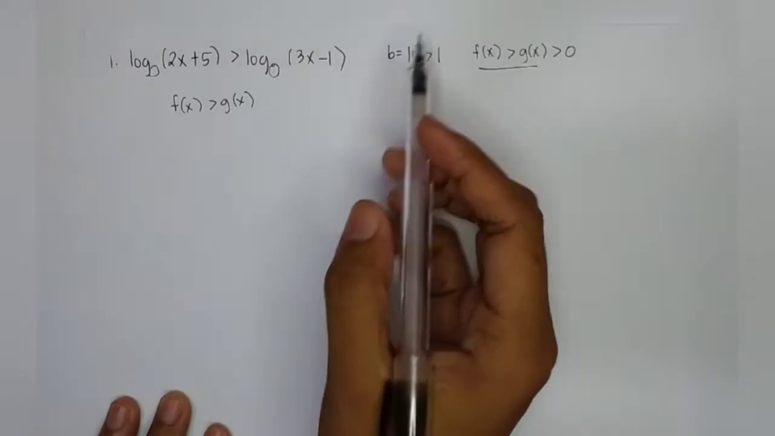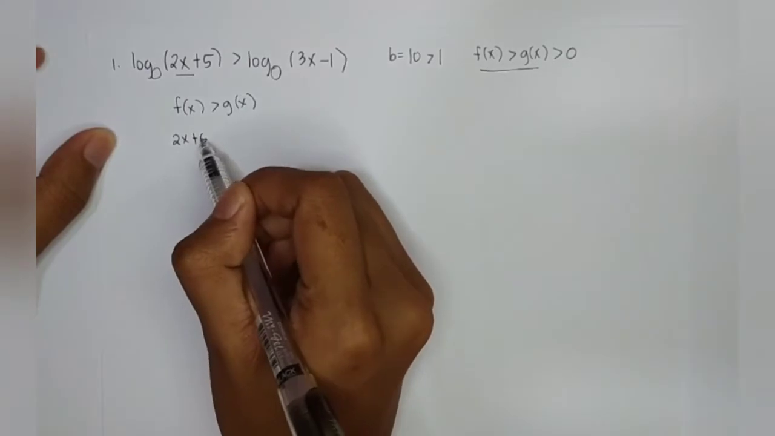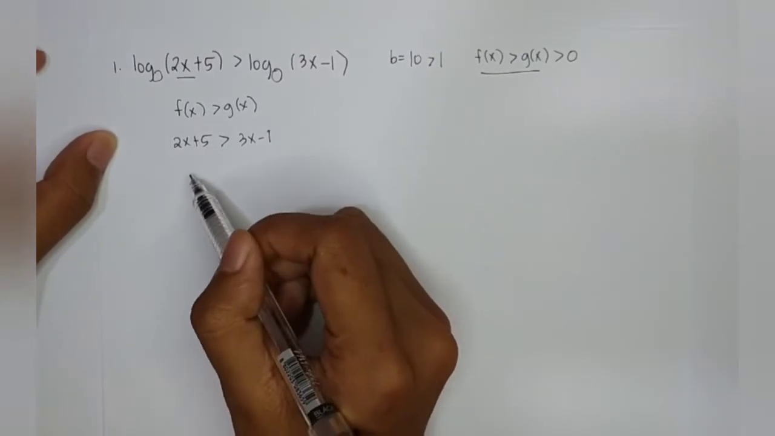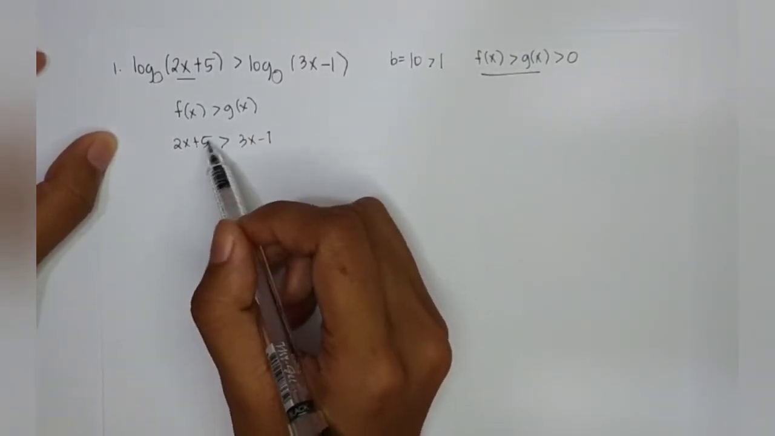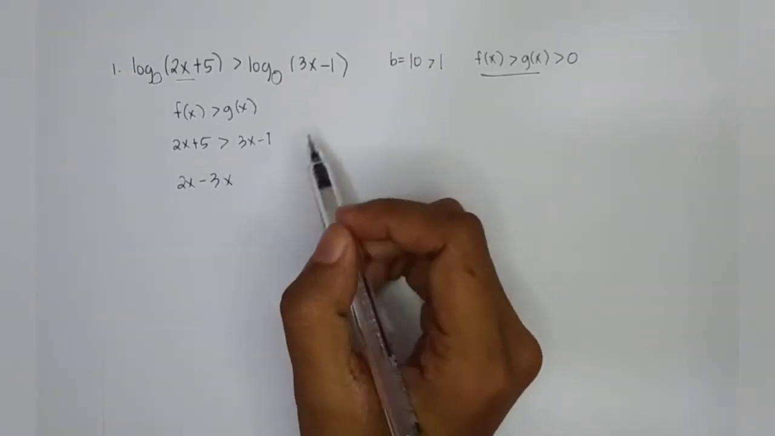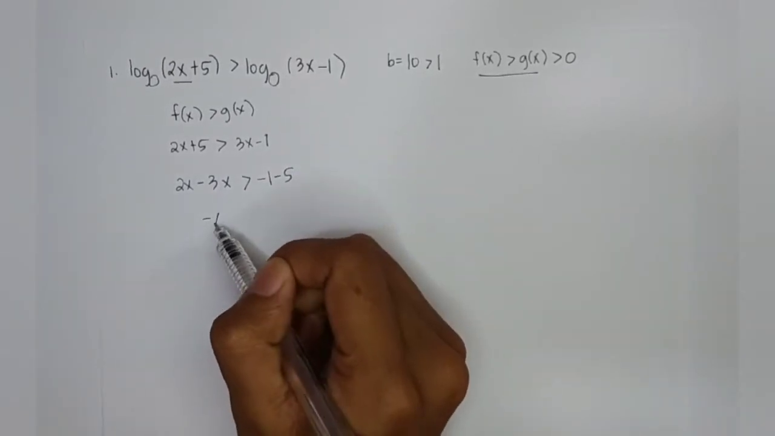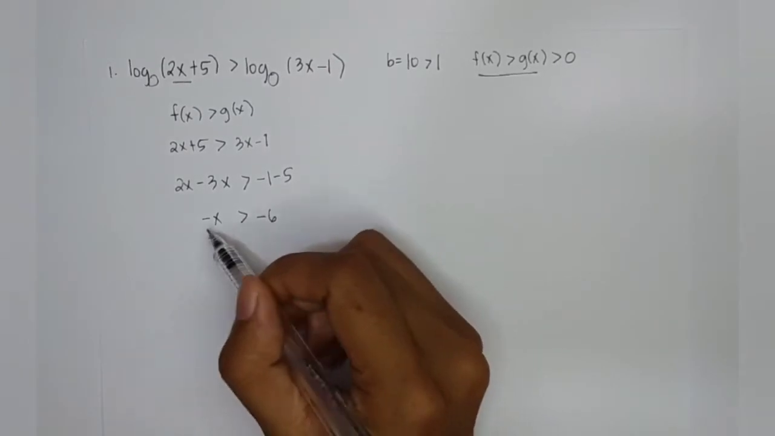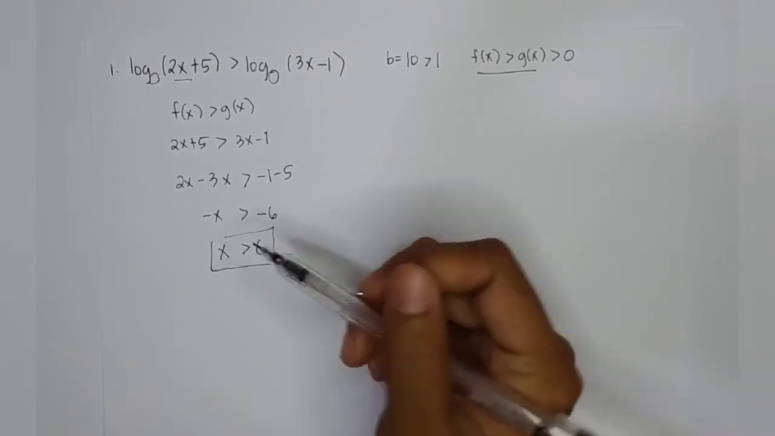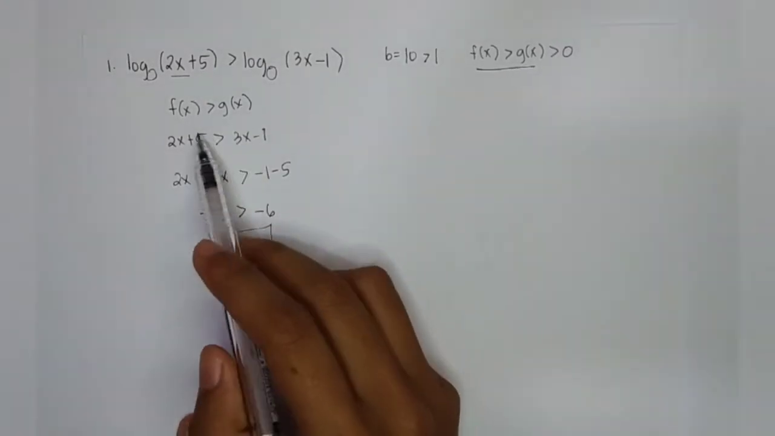This is our f of x, 2x plus 5, is greater than our g of x, 3x minus 1. We transpose the terms with x, then transpose the constants. We have 2x minus 3x is greater than negative 1 minus 5. So this will be negative x is greater than negative 6. Negative divided by negative, that will be x is greater than 6. So this is our first result, x is greater than 6.